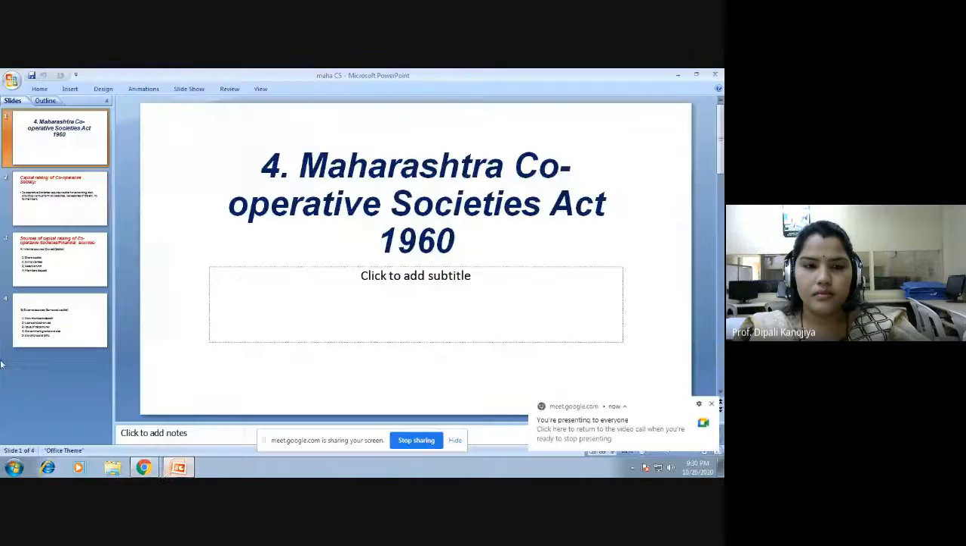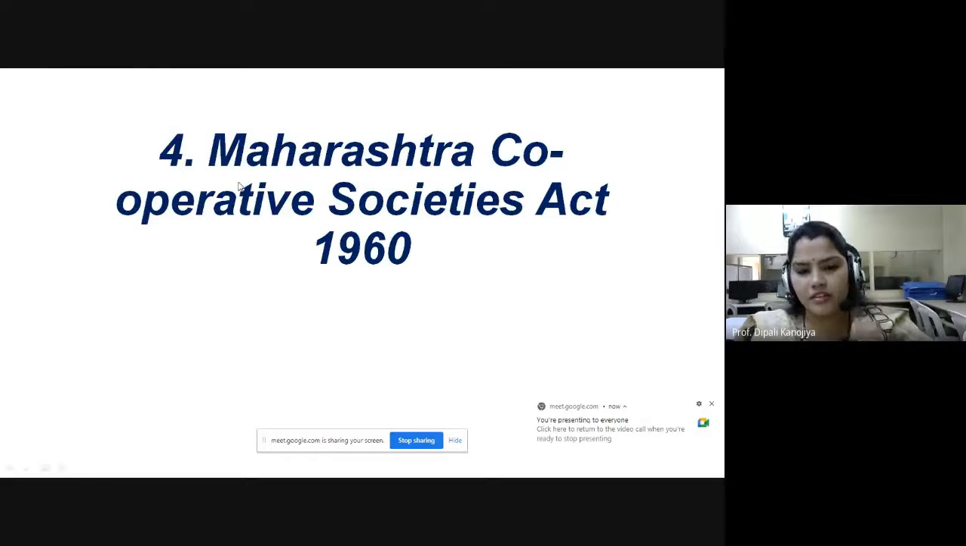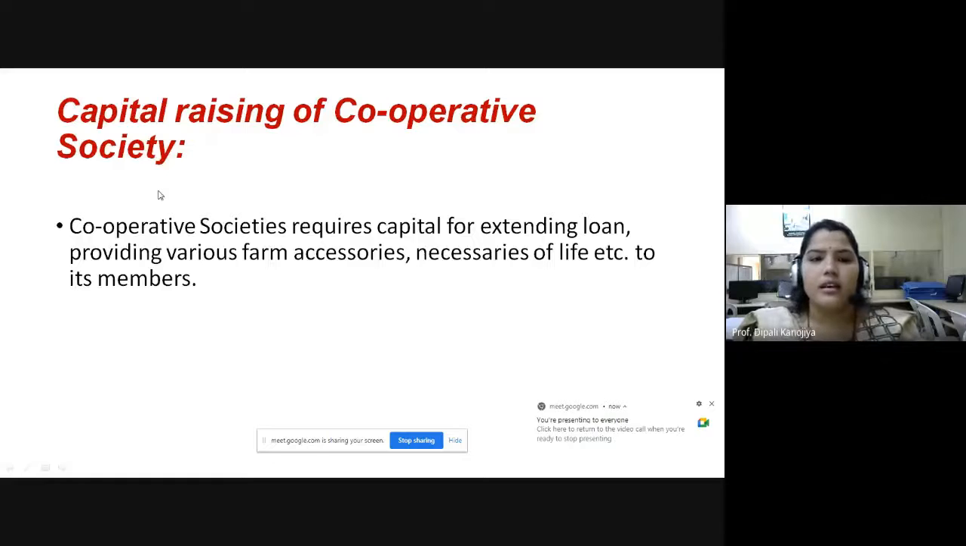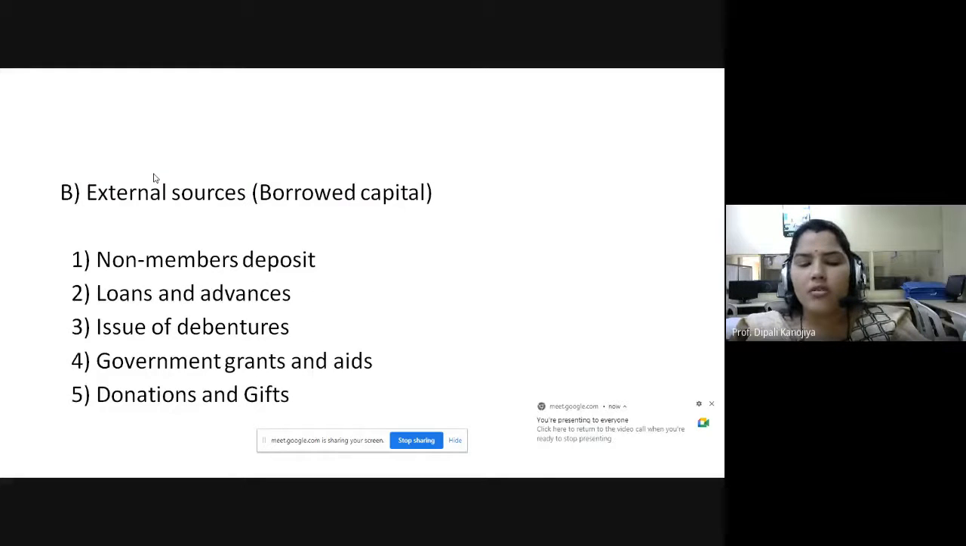We'll switch to the PPT now. In the Maharashtra Cooperative Societies Act 1960, we saw that capital is needed, and for capital raising there are sources. Internal capital, of course: share capital, entrance fees, reserve fund, members' deposit. Today we are going to learn about external sources, that is, borrowed capital.